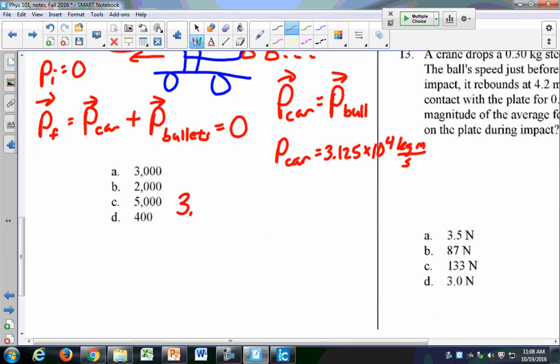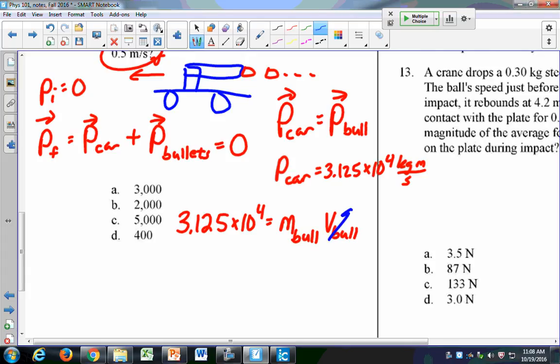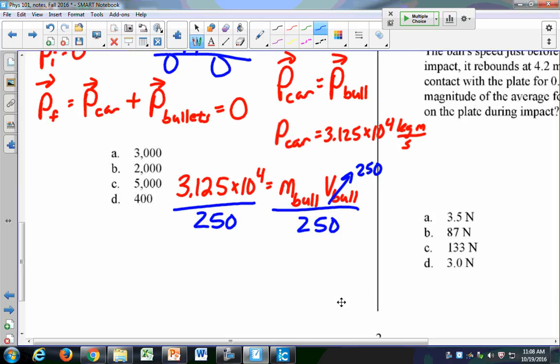So I'm going to say 3.125 times 10 to the 4 equals the mass of the bullets times the speed of the bullets. I know the speed. It was 250. So I divide both sides by 250. And I get the total mass of all of the bullets that are fired. And what does that give me? Anybody? 12.5? Is that right? 125? That sounds more reasonable. Kilograms.